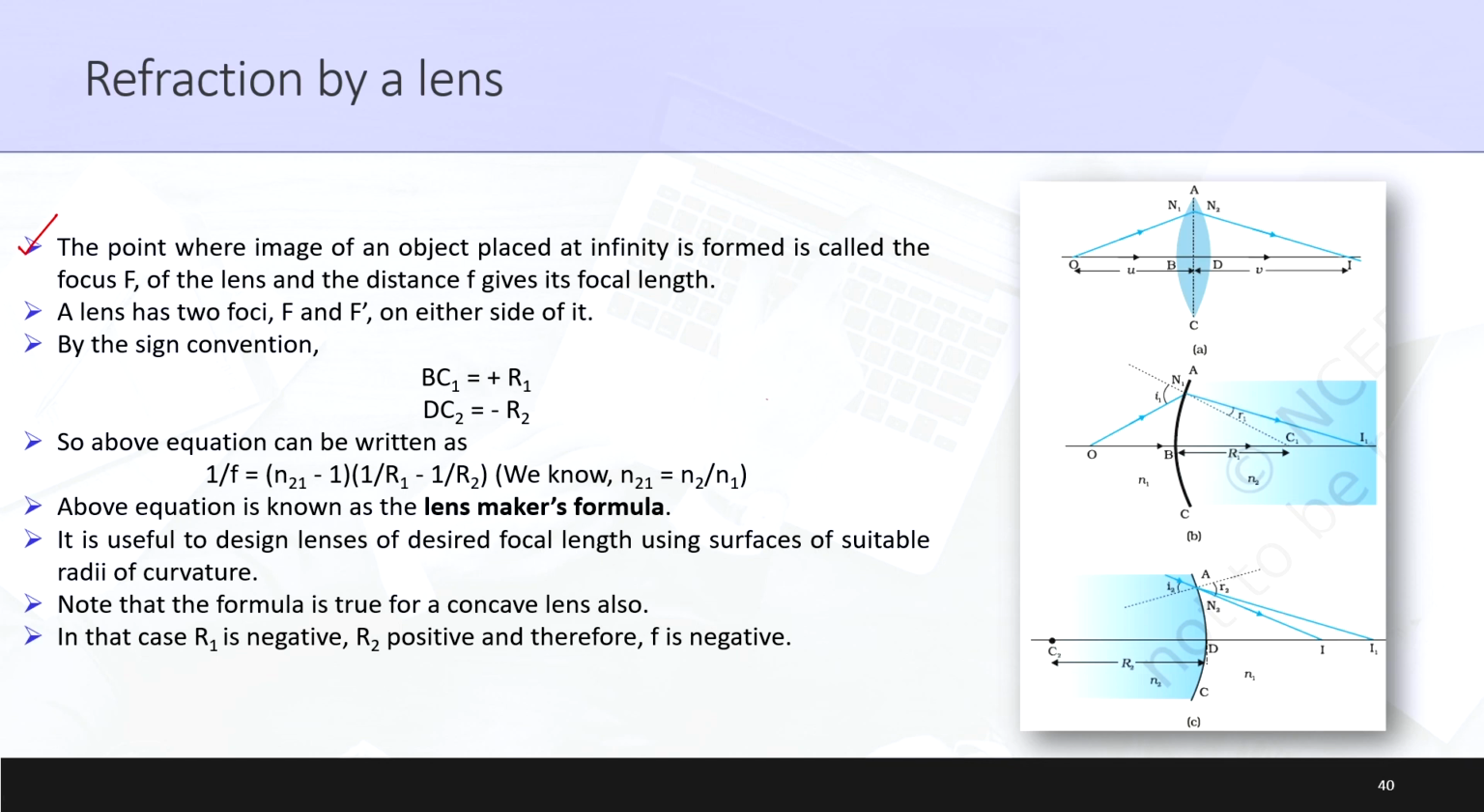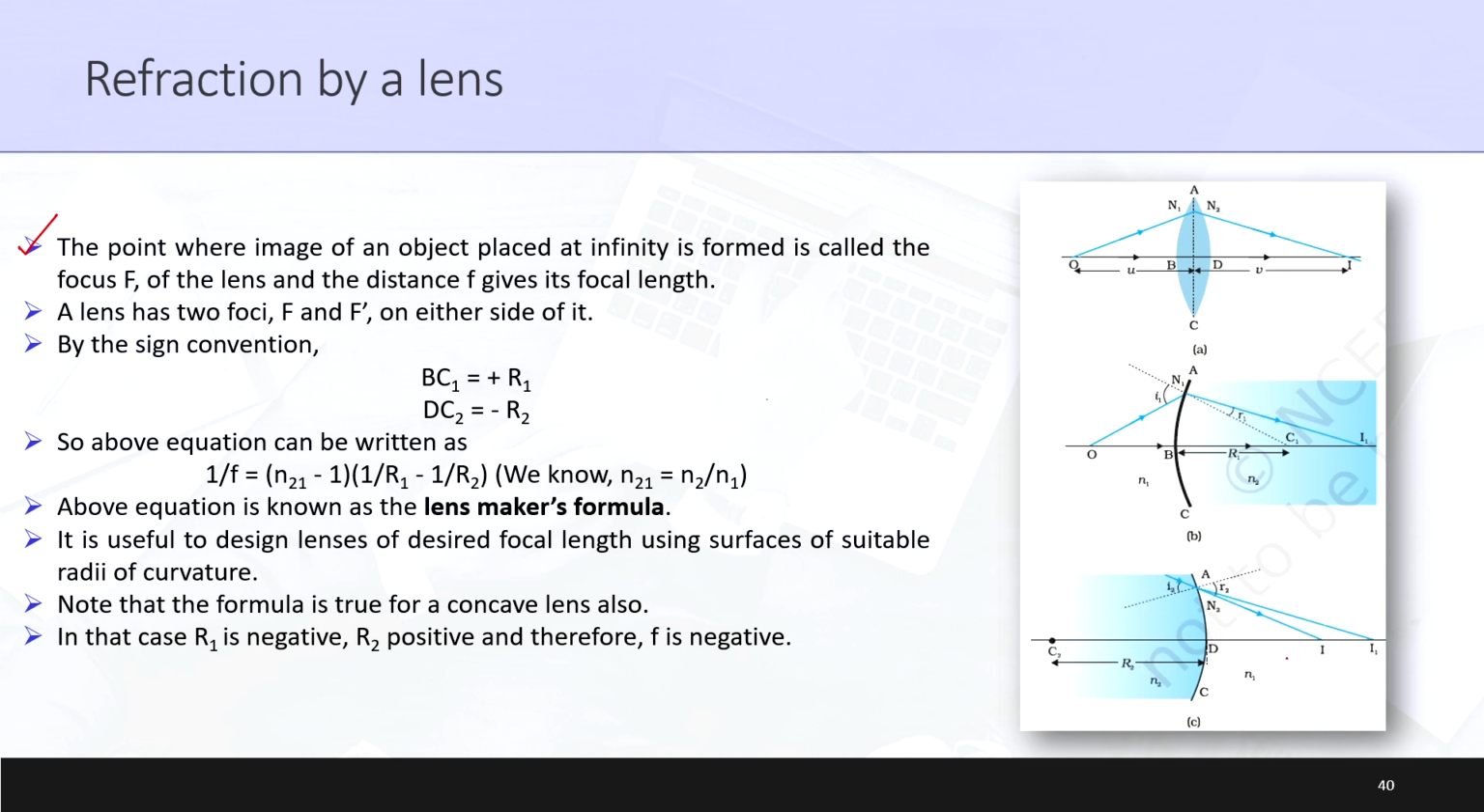Okay. The lens has two foci, f and f dash, on either side of it. So, basically one focus is here, one focus is here. But the sign convention: BC1 is plus R1, quite evident, as it is in the same direction as the incidence of light, and DC2 is in this direction, so this is minus R2 here.